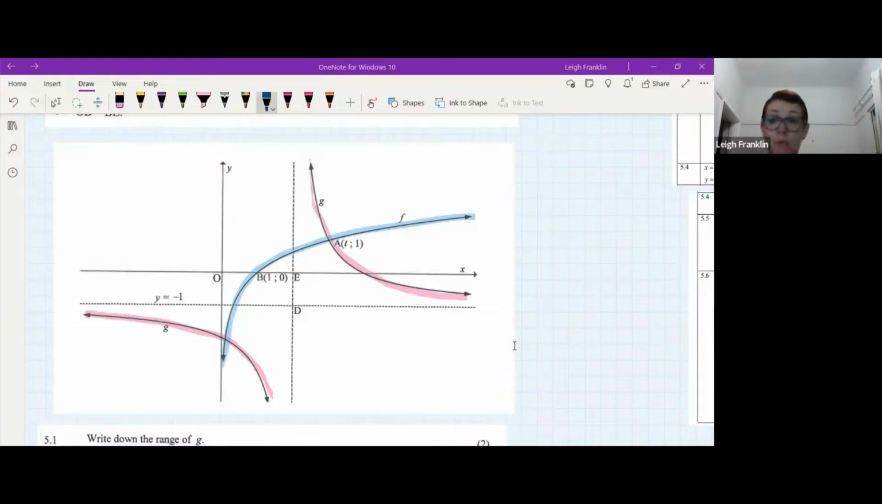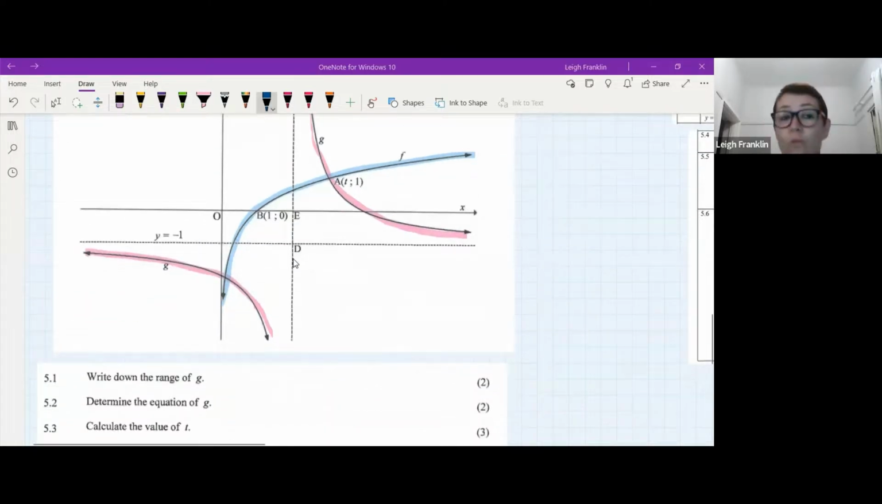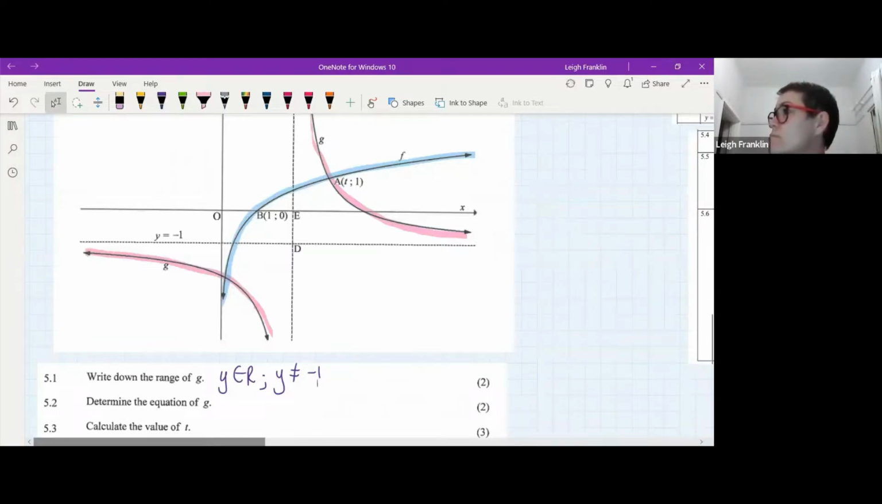Yeah, no, y can be 0. Absolutely, because look, it's cutting the x-axis, isn't it? So y can be 0. That's not the problem in this case. In this case, the asymptote is at -1, so y can't be -1. So what we would write here, and you've got to write both of these, is that y is an element of the real numbers, and that y may not equal -1.